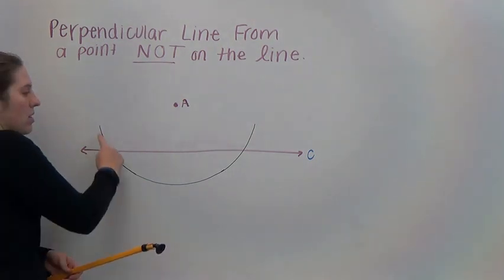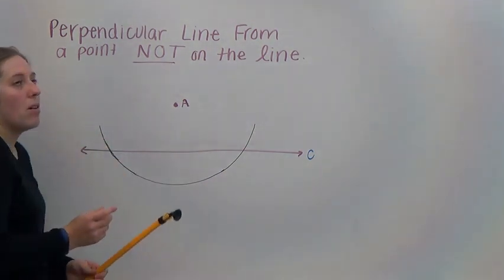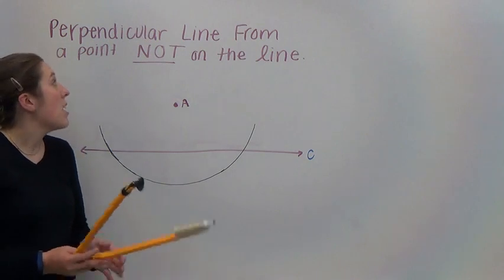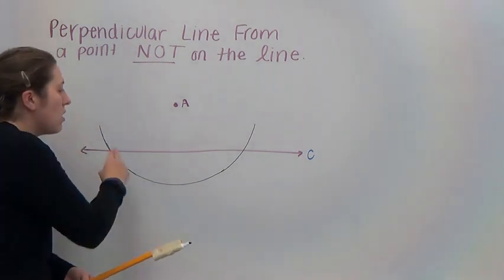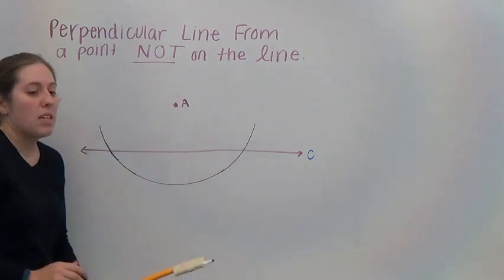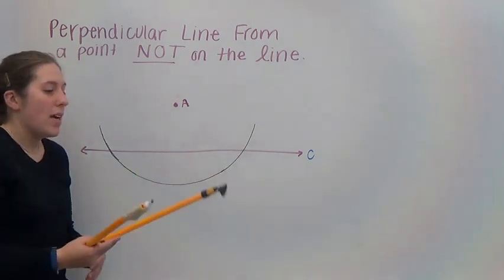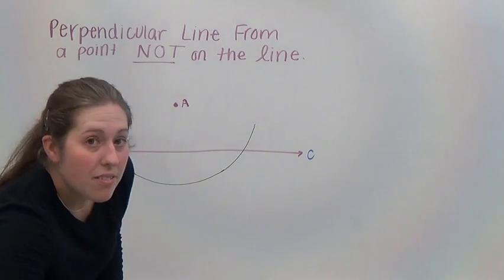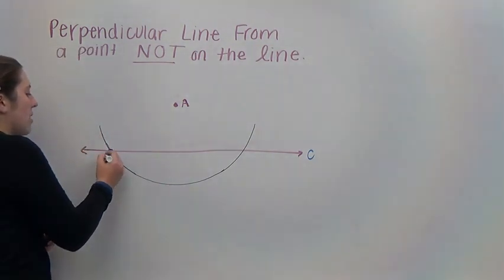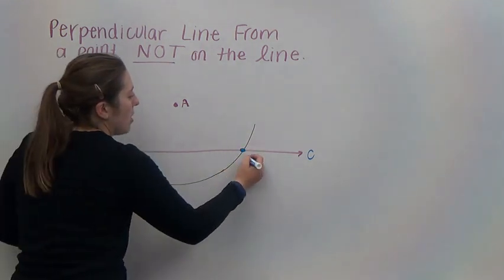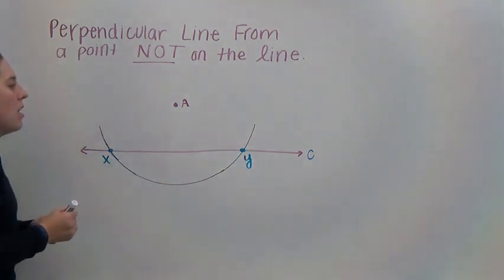And to me, this kind of looks like a smiley face or a sailboat, which is different from the perpendicular line from a point on the line, which has perfect parentheses. So this is kind of like a smiley face or a sailboat. Once you've made that, you can put your compass aside for a second, and we have to label our points. So I'm going to call this X and this Y. And again, these are going to be our anchor points.